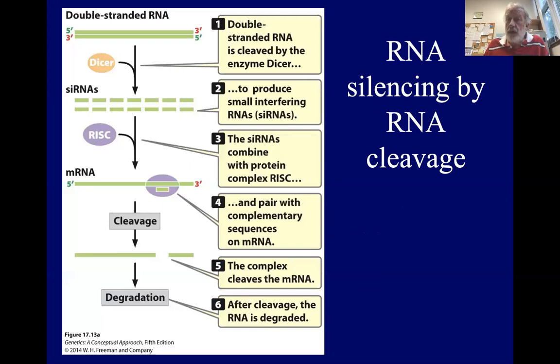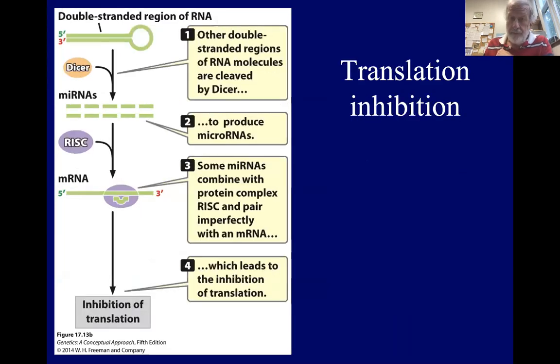And this shows RNA silencing by cleavage. So there's our dicer enzyme up there, and it helps form RISC by chopping up this RNA into small interfering RNAs, and then those can combine with the RNA molecule and start to cut it, cleave it, and then it will be degraded, and there will be no more translation occurring from this molecule.